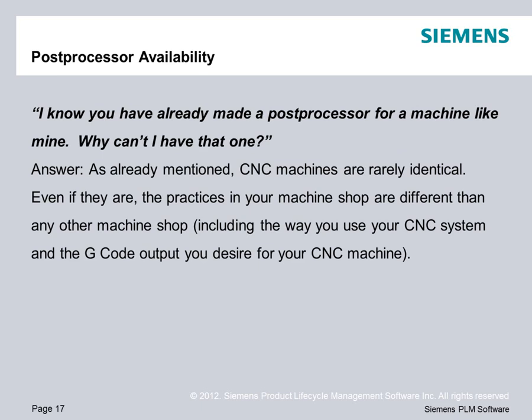I know you've already made a post processor for a machine like mine. Why can't I have that one? Well, as we already mentioned, CNC machines are rarely identical. Even if they are, your shop does things differently, especially in NXCAM and CAM Express, which is highly customizable. Your shop may have adopted different practices that will not make this other post processor work for your shop, so it needs to be modified or customized.